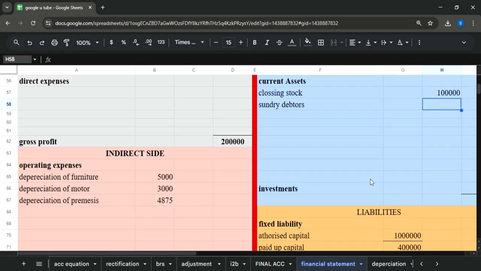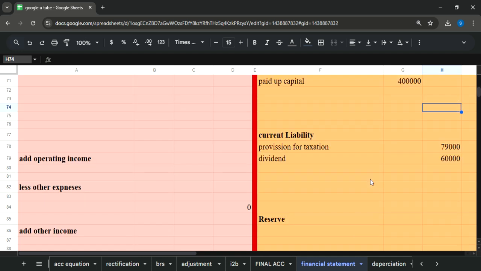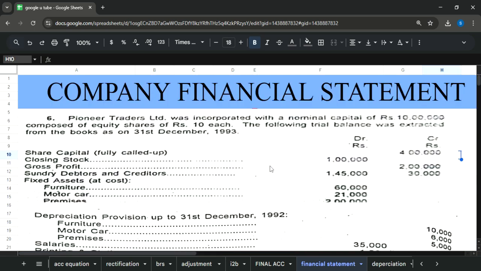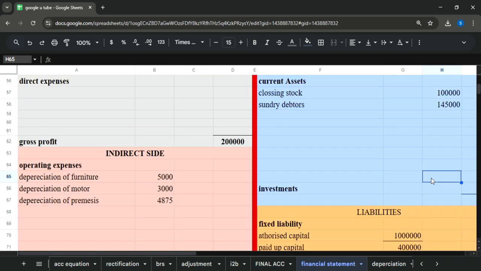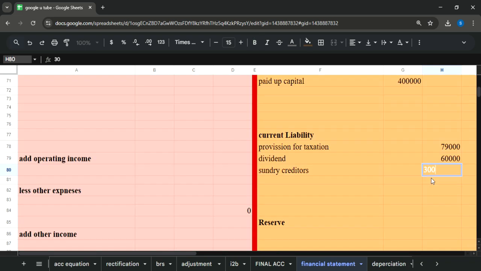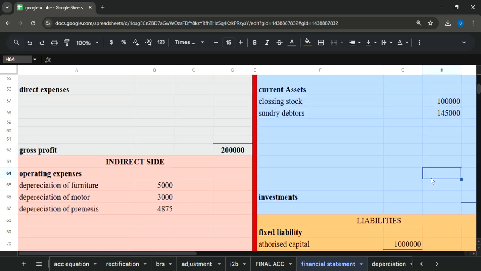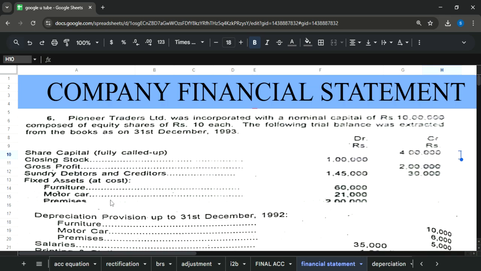So write down 145,000 over here. And since creditors are given beside it, you will record sundry creditors in current liability. Amount of sundry creditors 30,000. So just put 30,000 in front of creditors. After that, we have fixed assets, and I think all of the assets we have already written.